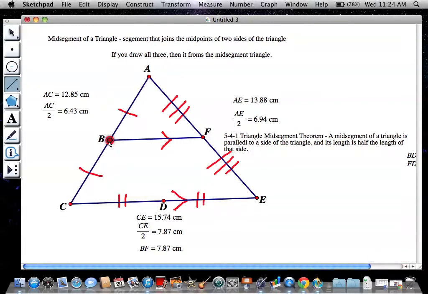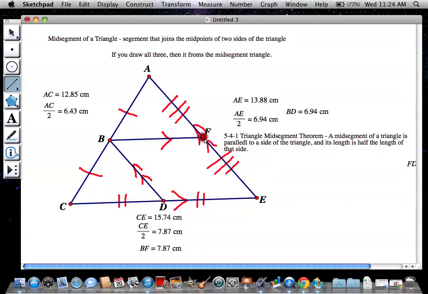If I draw the segment for BD, then that means that BD is parallel to AE here. Okay, it's parallel. And that means that BD is going to be half of AE. Okay, so AE is 13.88. I take half of AE, I get 6.94, which BD is 6.94.